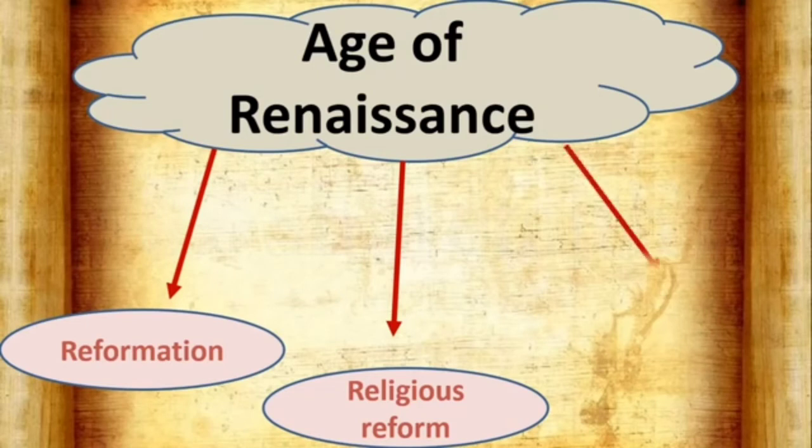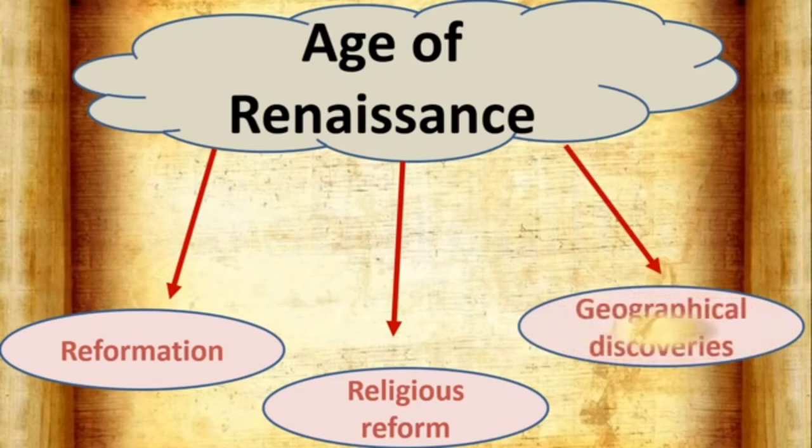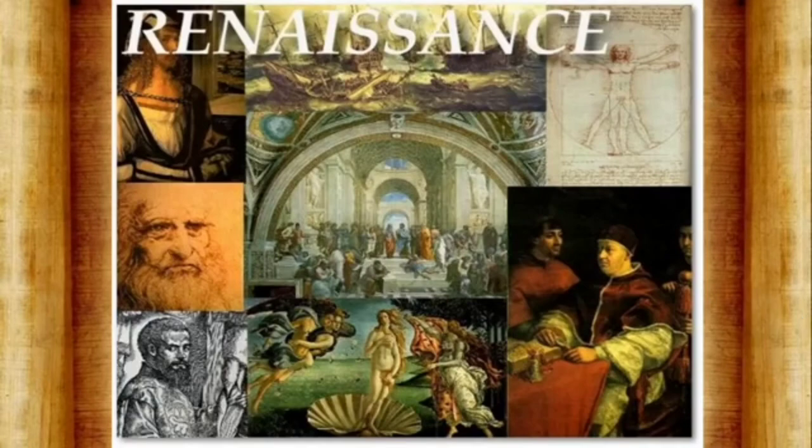And then we had the geographical discoveries. That is, the European people tried to find new sea routes, and they discovered different places on the earth's surface, and India was one of them. So when we talk about the age of Renaissance, we will talk about these three things: reformation, religious reform, and geographical discoveries.